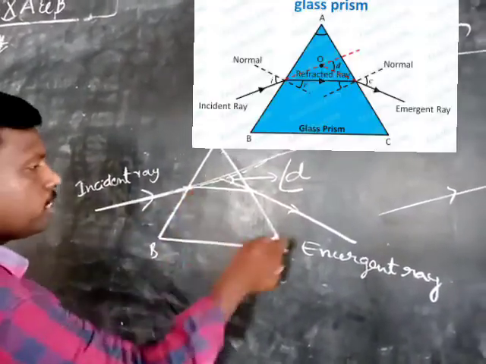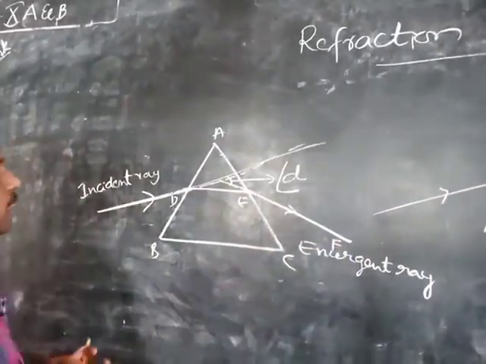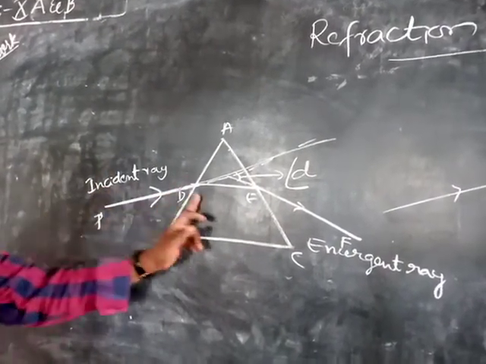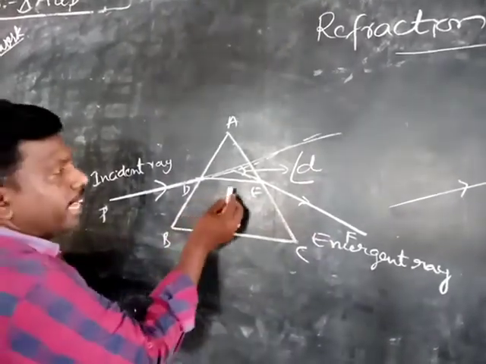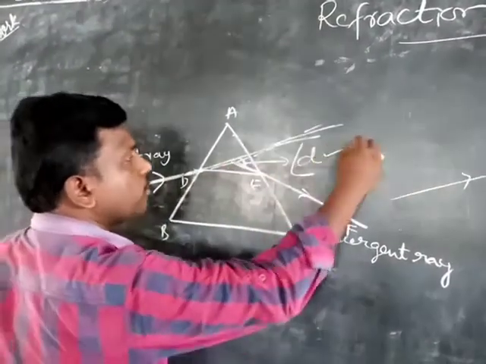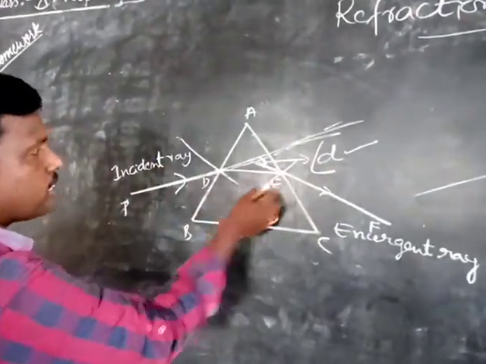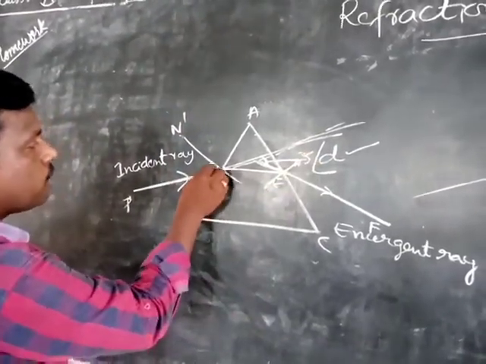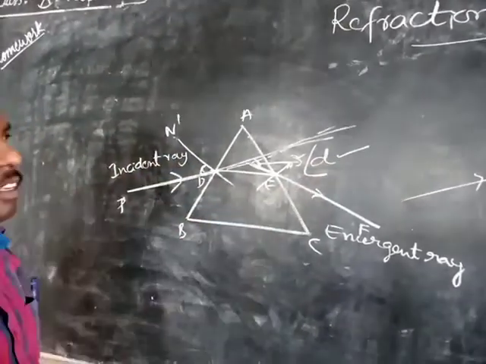For example, this is A, B, C, this is D and E, F. This is for example P. PD is the incident ray, DE is the refracted ray, EF is the emergent ray. So the angle formed between the extended emergent ray and the actual path is called the angle of deviation. This angle of deviation depends on the angle of incidence. This is normal 1. This is normal 2. This is the angle of incidence. Based on the angle of incidence, the angle of deviation will be different. Thank you.